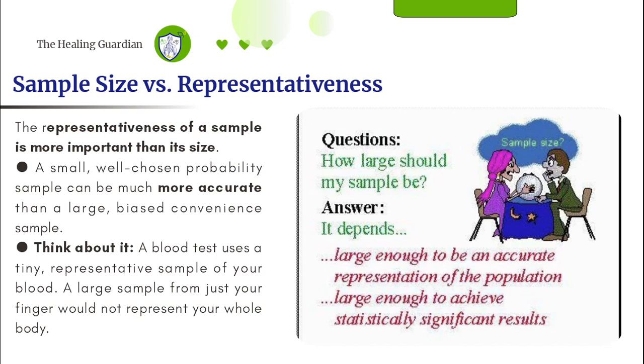For example, if you are doing a blood test, it uses a tiny representative sample of your blood. A large sample from just your finger would not represent your whole body.